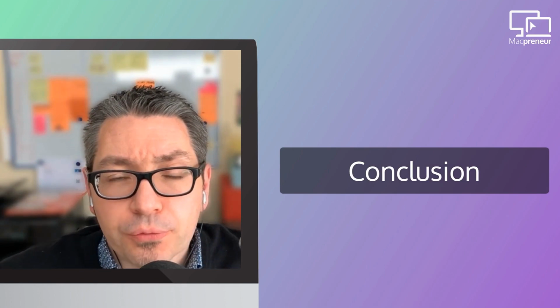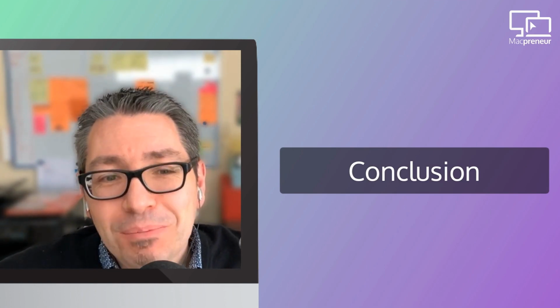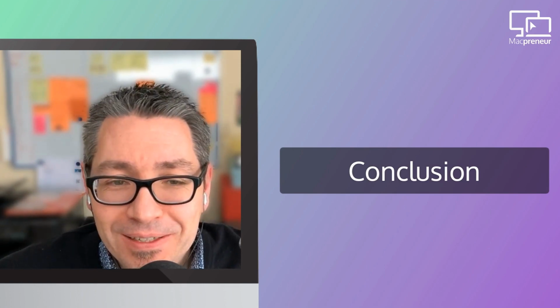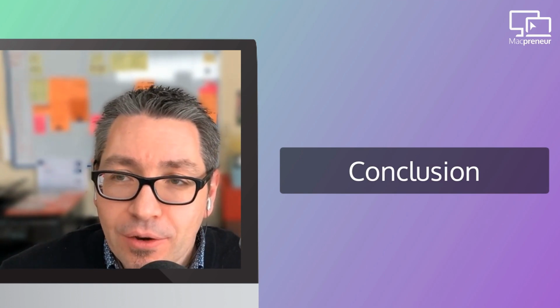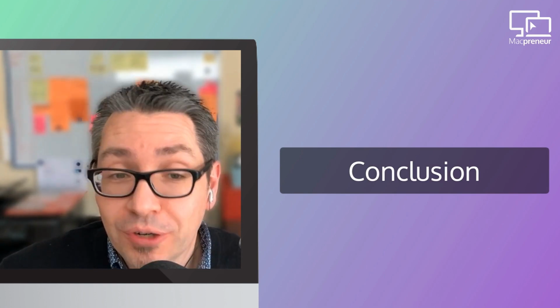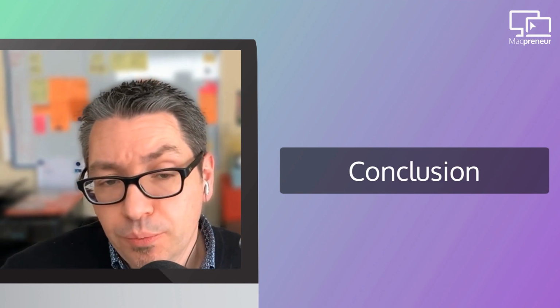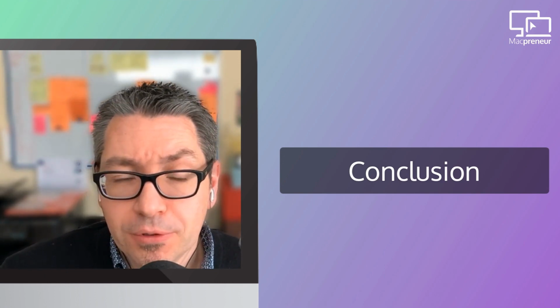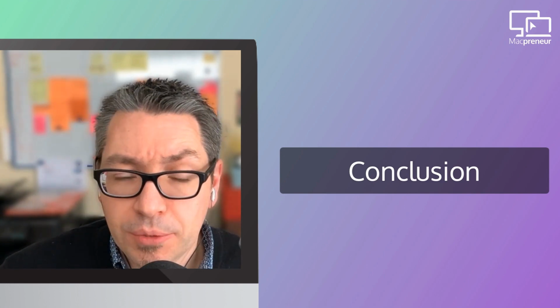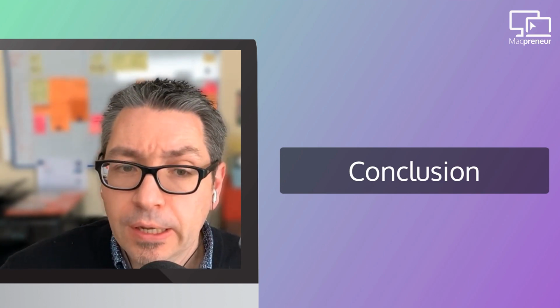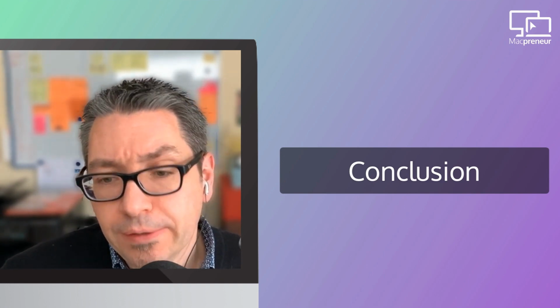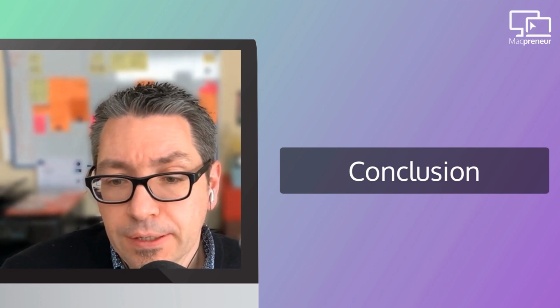I like the framework of eliminate, automate, delegate. Always start by looking at things that you could actually eliminate, not do. And the next step would be then automate. Never delegate something that can be automated. Automate first, and whatever you can't automate, then you could delegate.